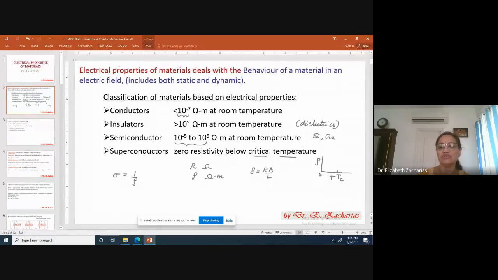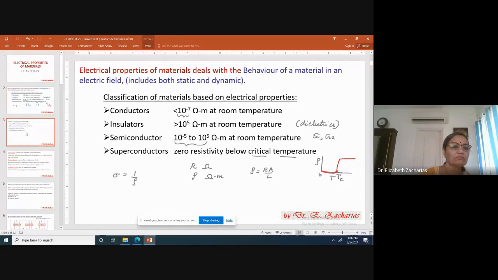Below that temperature, the resistivity will be 0, and abruptly it rises to some high value. From there it may be a constant, or it may be a semiconductor, or it may be a conductor, but whatever it is, it shows non-zero resistivity at temperatures above critical temperature, and below critical temperature, the resistivity abruptly becomes 0. So these are superconductors.